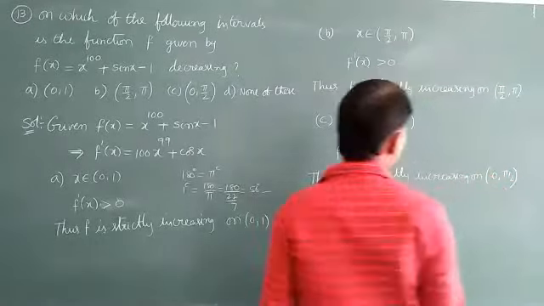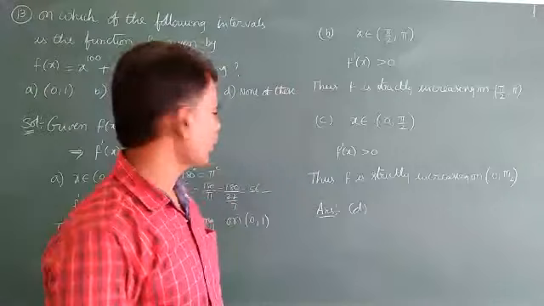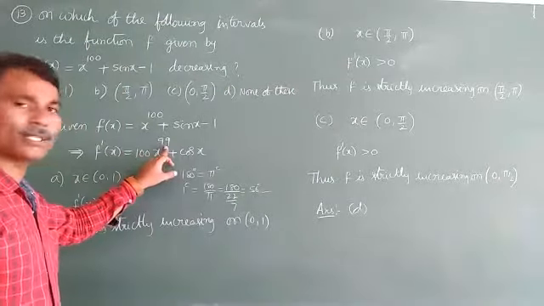And 0, pi by 2 means again the first quadrant. In the first quadrant, this 100 into x power 99 is also positive.